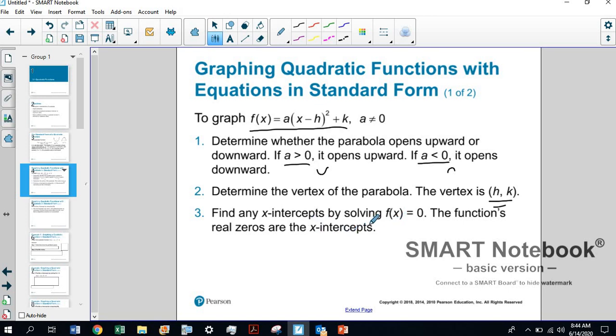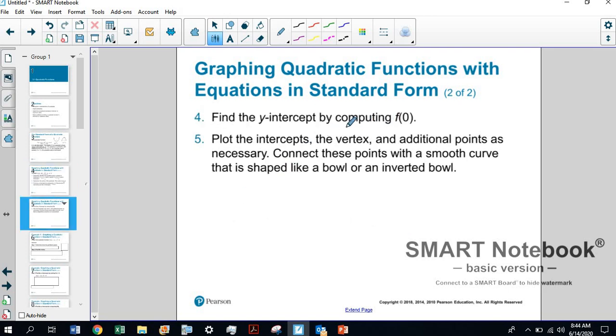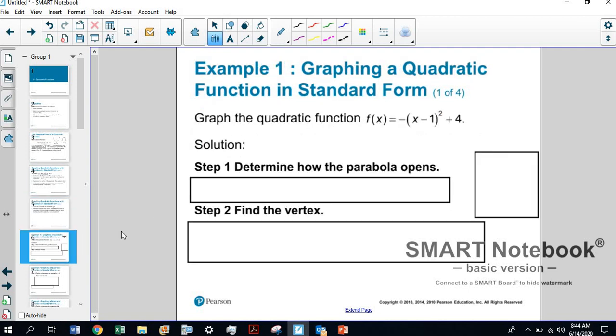And then you want to find x and y intercepts. You find the x-intercepts by solving f of x equal to 0, and you find the y-intercept by plugging in 0 for x. And then you plot all those points, and if you need more, then you can plug another point in or whatever, and then connect the dots. Okay? So the example we're going to do is f of x equal to minus the group (x minus 1) squared plus 4.